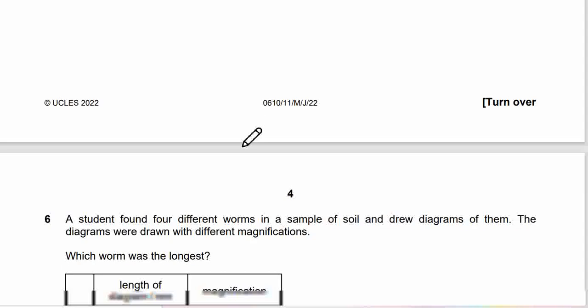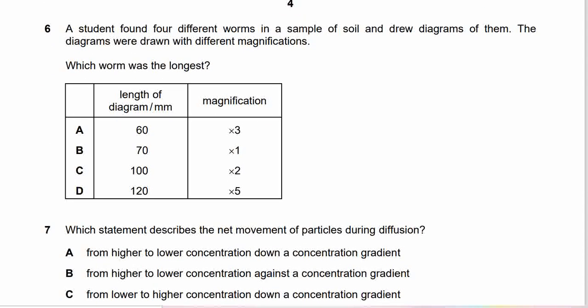Next, we move on to question 6. A student found 4 different worms in a sample of soil and drew a diagram of them. The diagram was drawn with different magnification. Which worm was the longest?